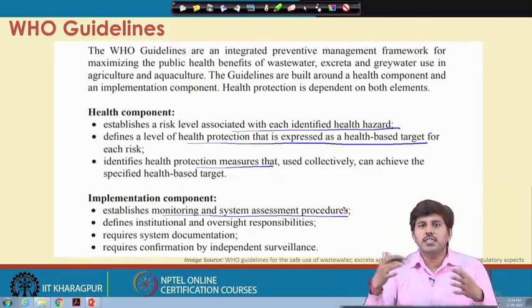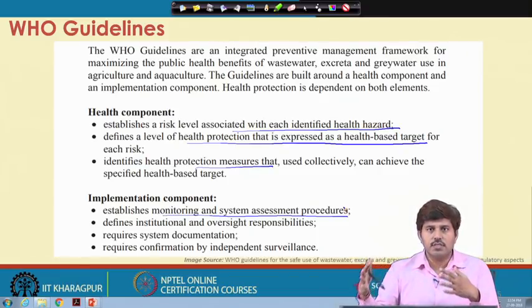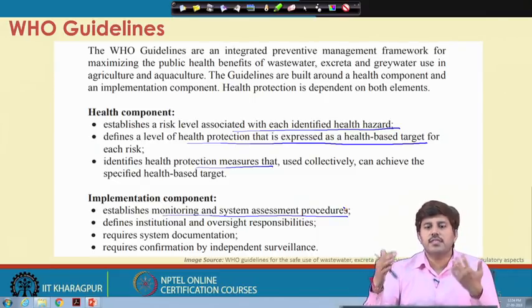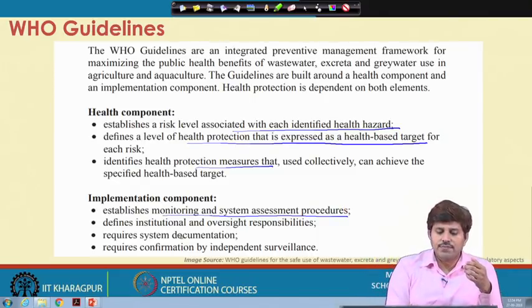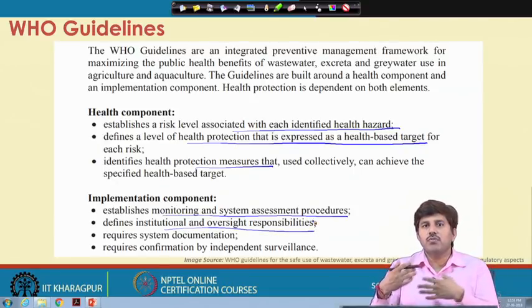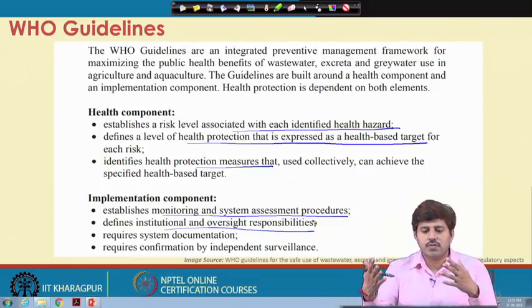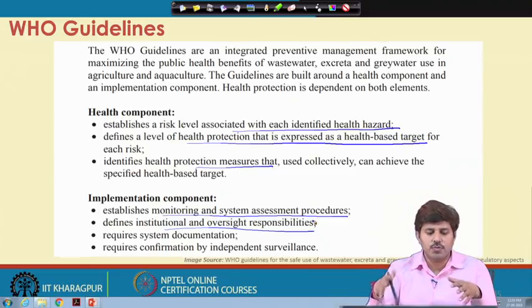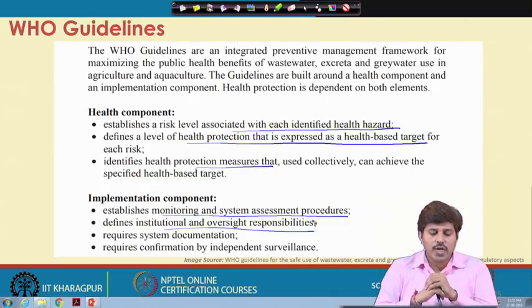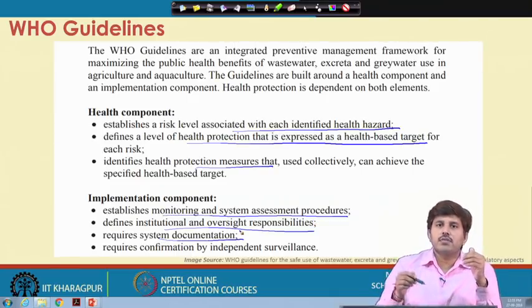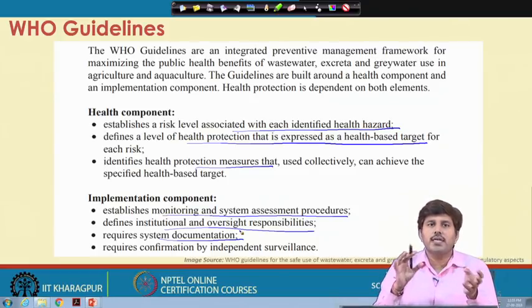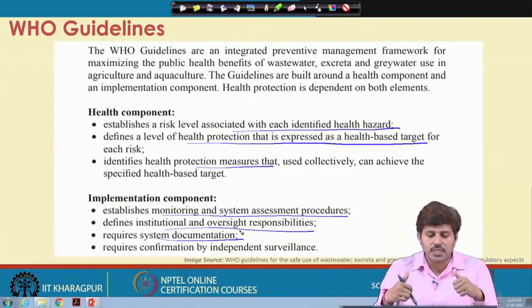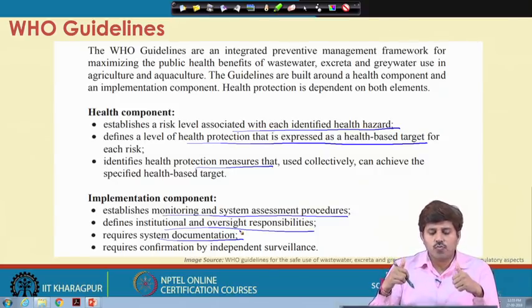So, how to monitor the effectiveness of these systems and the risk arising from these systems. Then it also defines the institutional and oversight responsibilities. So, how different institutions can be made responsible for the different tasks, okay, how the responsibilities can be shared or distributed among the different stakeholders, different institutions looking after the case. It requires system documentation. So, what kind of system documentation is required is explained in this implementation component, and it also explains the requirement of confirmation by independent surveillance.